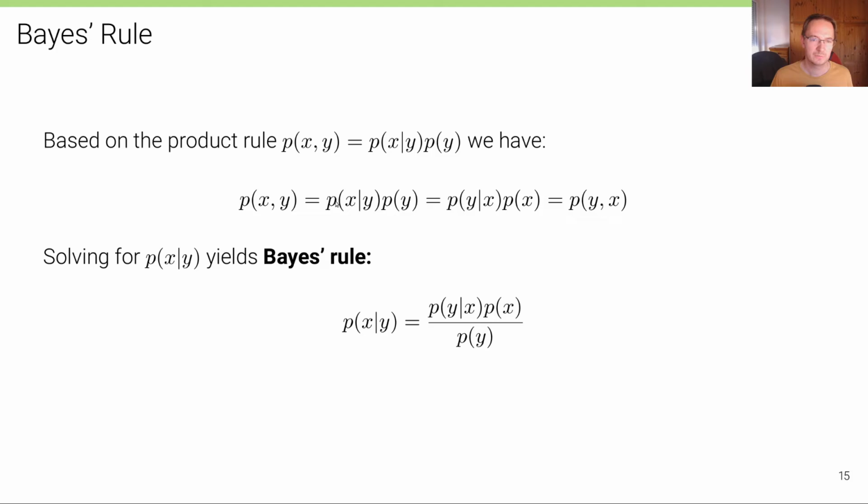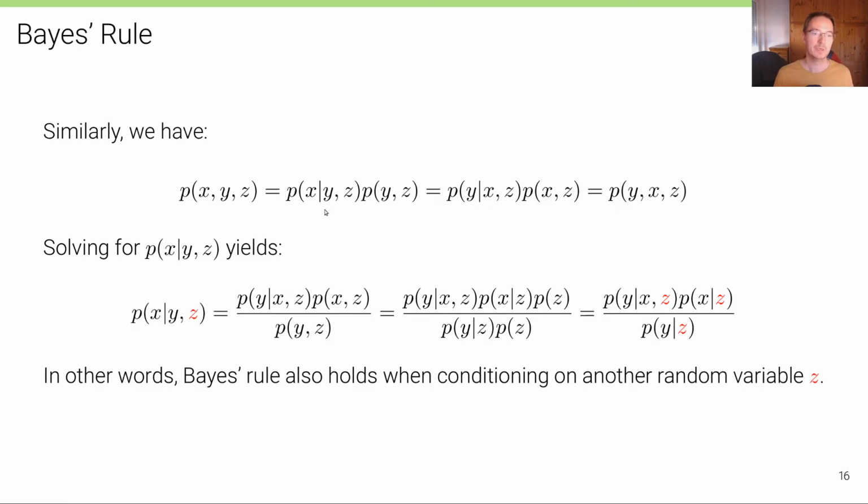And if we now solve this equation in the middle for p of x given y, or in other words, if we take p of y and put it in the denominator on the other side, then we obtain the famous Bayes rule. P of x given y, the posterior, equals p of y given x, the likelihood, times p of x, the prior, over p of y.